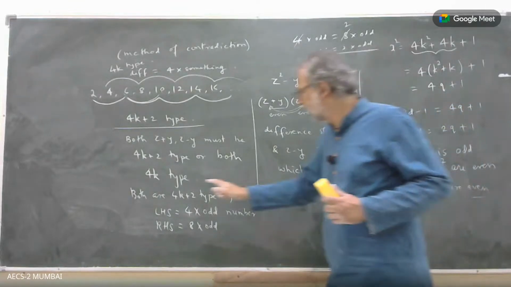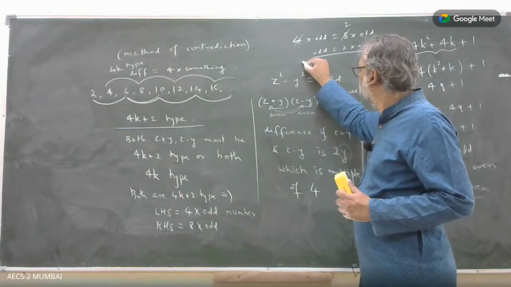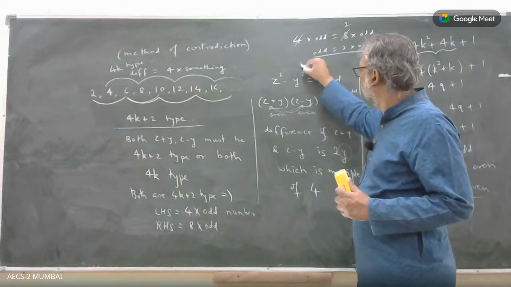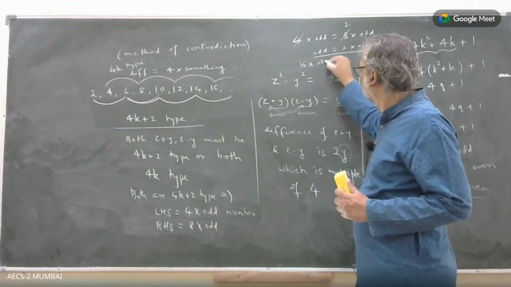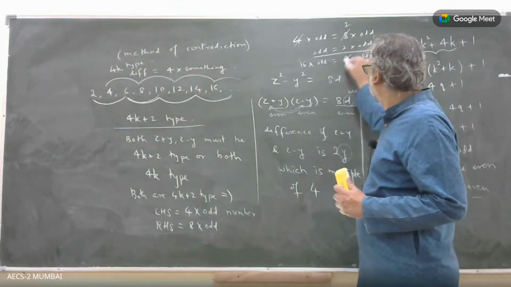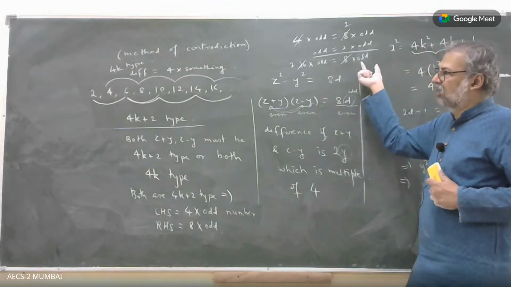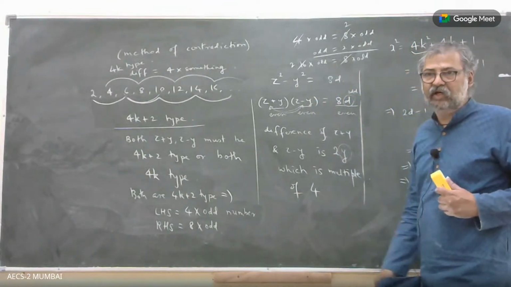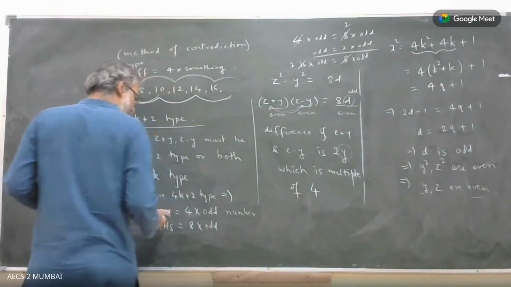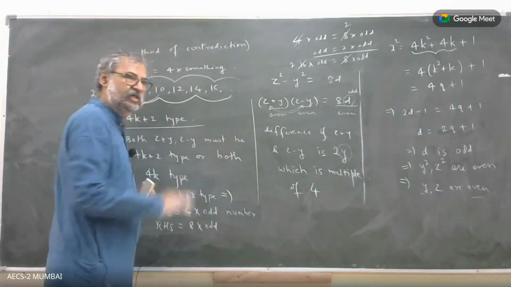And if both are 4k type, then 4 divides this, 4 divides this. So shall I say this is 16 times some number, and on this side I have 8 times some odd number. So 8 ones are 8, 8 twos are 16, and 2 times odd is even. So I get odd equal to even. So in both cases I get odd equal to even: either LHS odd, RHS even, or RHS odd, LHS even.